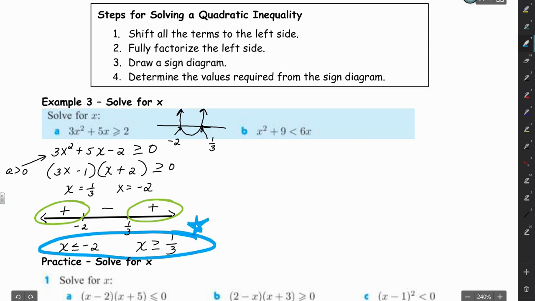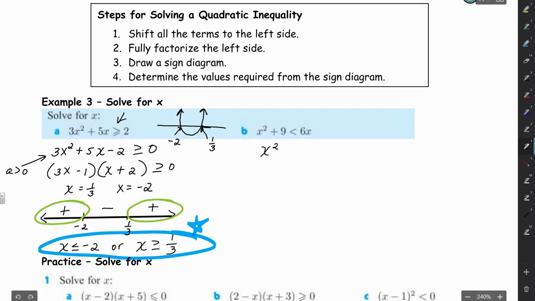All right. And we just want to make sure we note this is an either-or situation. Now it was less than or equal to, or greater than or equal to, because our original quadratic inequality used an equal sign with the greater than symbol. All right. If I were you, I would pause the video now and I would try letter B.